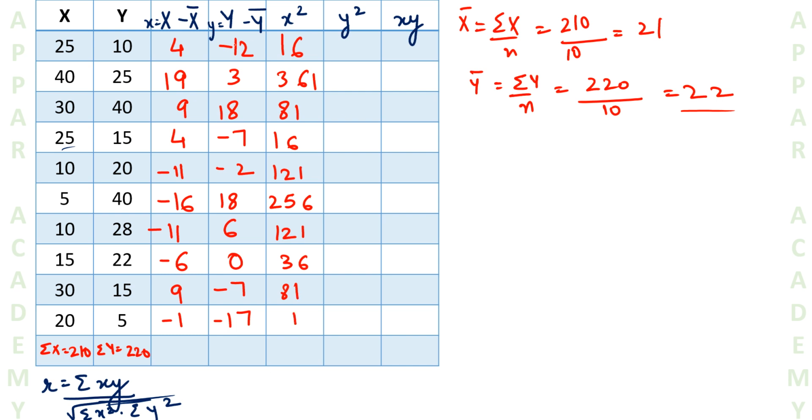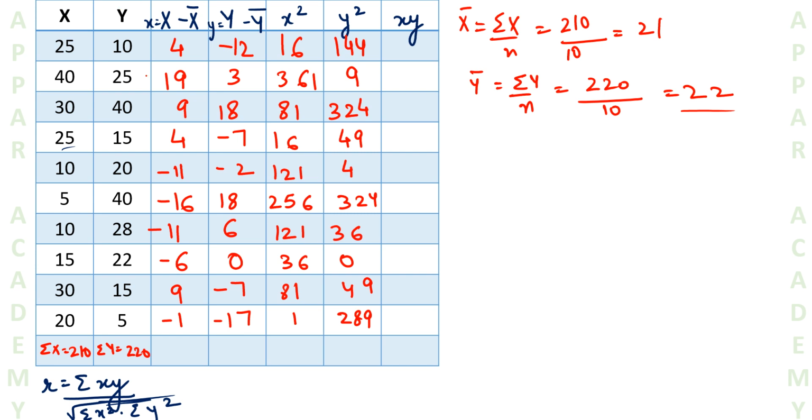Then what we need is y square. So y is the small y, and now we are just squaring it up. 12 into 12 is 144, 3 into 3 is 9, 18 into 18 is 324, 7 square is 49, this becomes 4, 18 square is 324, then 6 square is 36, 0, 49 and 289.